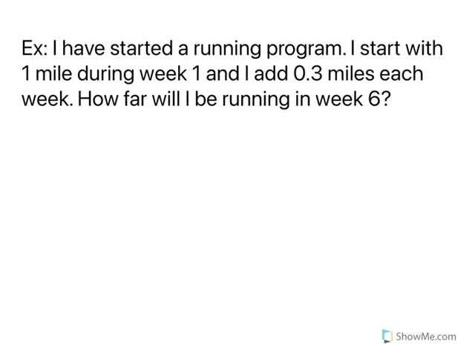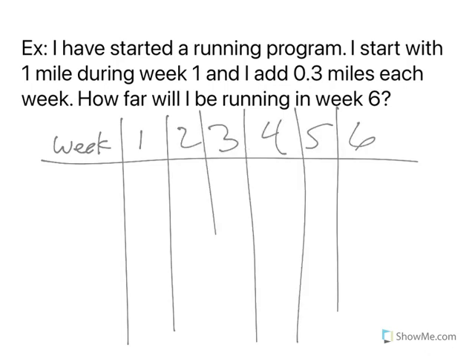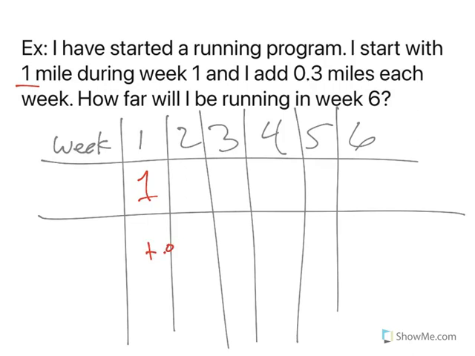Now you might be thinking, oh, I can write a linear model for this. Great, go ahead and do that. For the rest of us, we're going to say, okay, here are my weeks. I have week 1, 2, 3, 4, 5, 6, right? Because that's what I care about. And I know in week 1, I'm running 1 mile. Then each week after that, I'm adding 0.3.